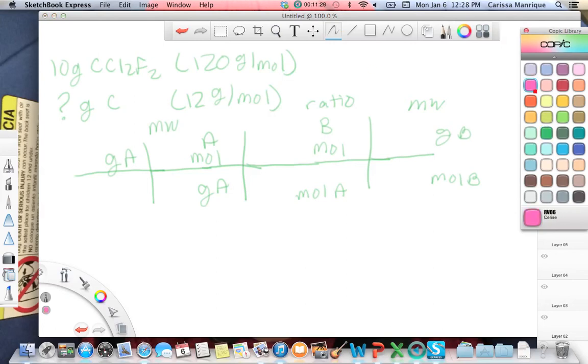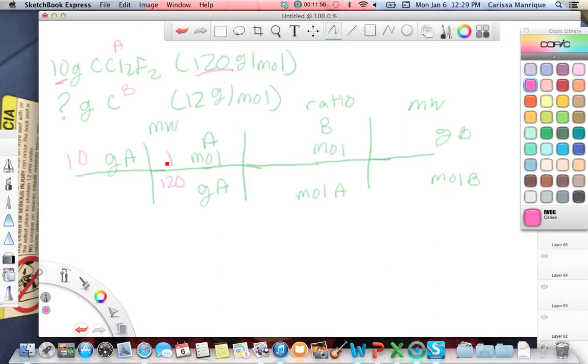Use pink. Okay, so let's start out. How many grams of A? Oh, and let's make sure we realize: we're starting with A, and we're trying to find out B. You're always trying to find out B. Okay, so we start off with 10, as given right here. Now we need the molecular weight, grams per mole, and we wrote that right here. It's 120 grams per 1 mole of A.